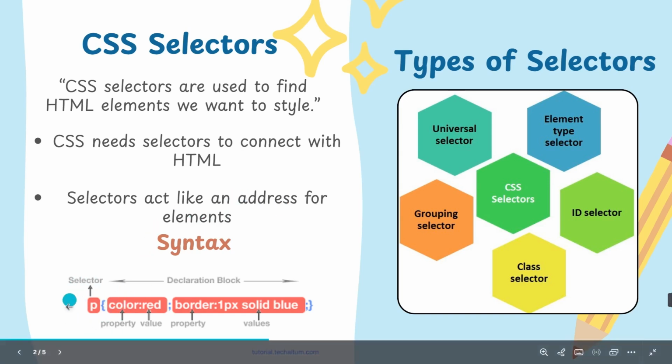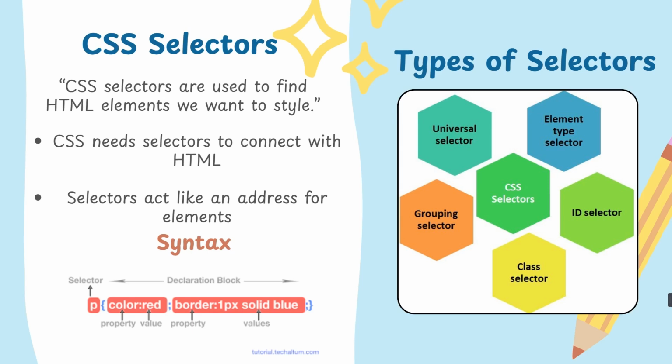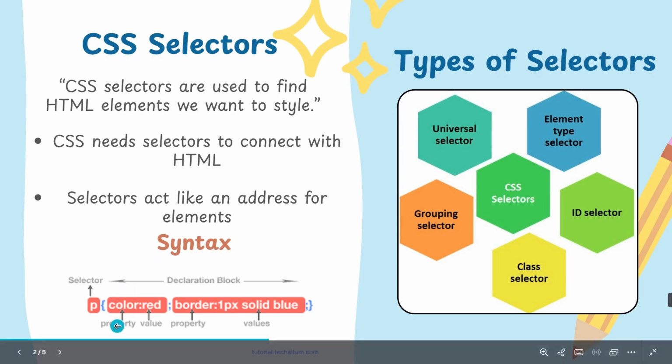So you can see the syntax here, the selector and declaration block. A selector is nothing but an element here, that is the paragraph element, and the declaration block has the property value pairs. These property value pairs are basically used for styling the element. In this example of the syntax, I have the property as color and the value as red, and the property as border and the value as 1 pixel solid red. So these are the stylings applied to the paragraph element, that is the selector.